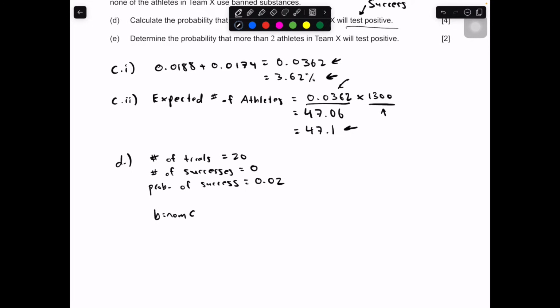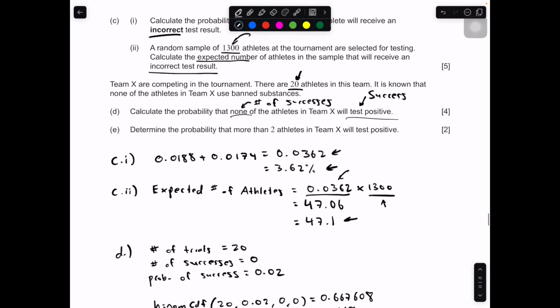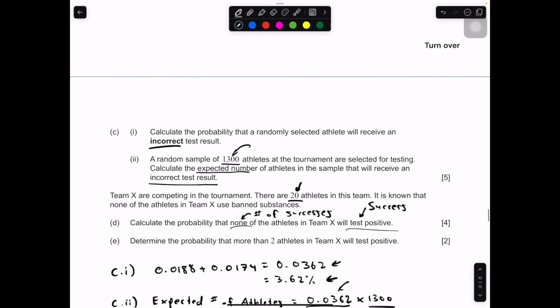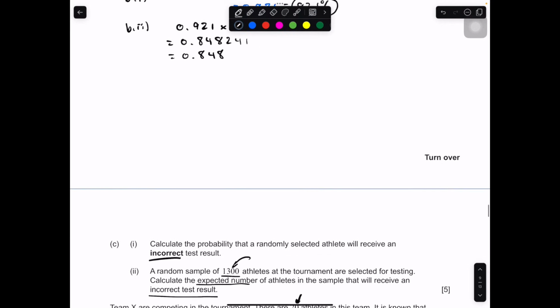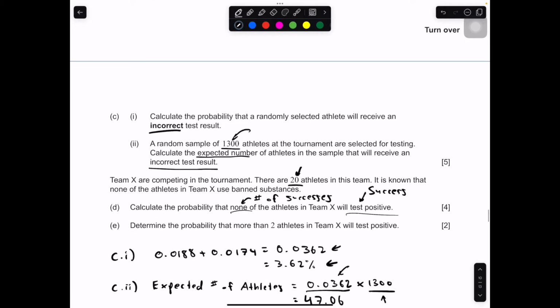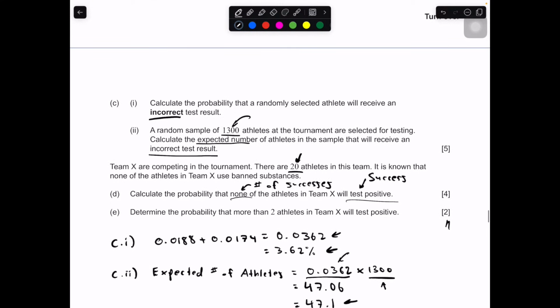So binom CDF, and we have 20 trials, probability of success 0.02, lower and upper bound 0, and the result of that is equal to 0.667608 or 0.668. Okay, I think that's okay. Let's see, I think there's actually another way to possibly do this. Test positive is equal to 0.02. Let's just use binomial in this case. I think that's going to be the most straightforward, and it'll set us up for the next one as well.